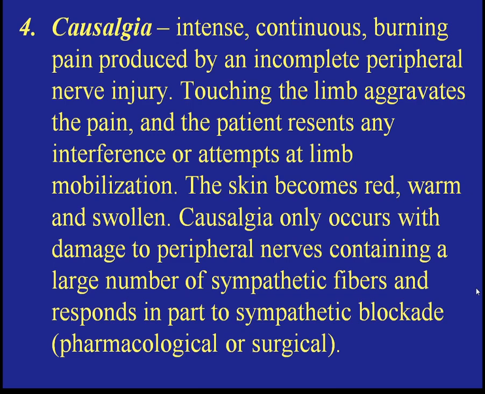A very interesting phenomenon, causalgia: intense, continuous, burning pain produced by an incomplete peripheral nerve injury. Touching the limb aggravates the pain, and the patient resents any interference or attempts at limb mobilization. The skin becomes red, warm, and swollen. Causalgia only occurs with damage to peripheral nerves containing a large number of sympathetic fibers and is responsive to sympathetic blockade, pharmacological or surgical. What nerves can give causalgia? Trigeminal, medianus, and ischiaticus.